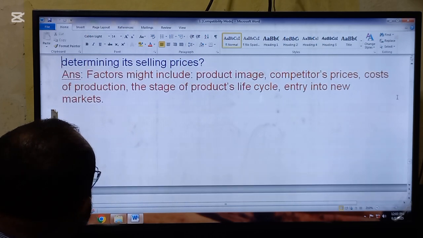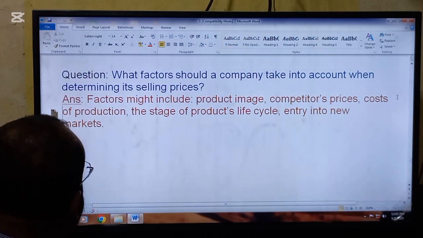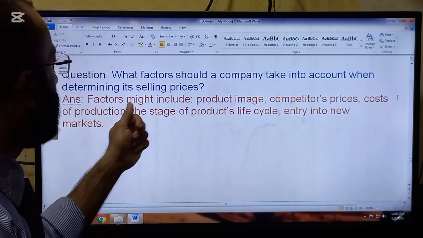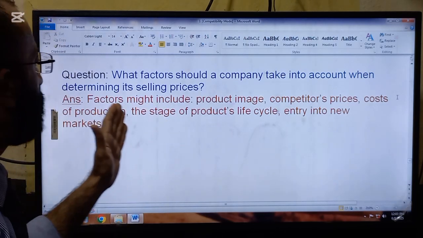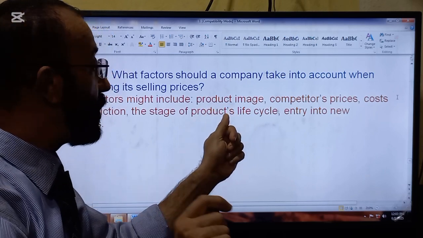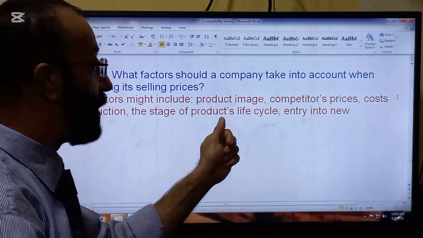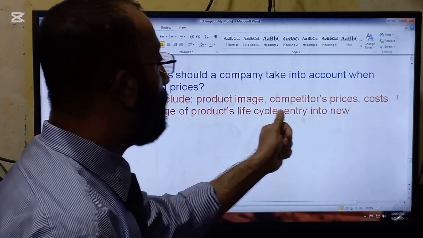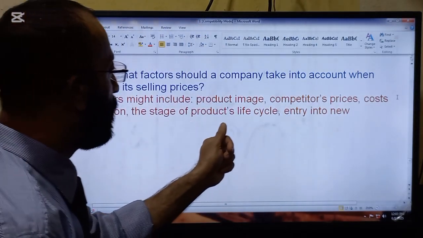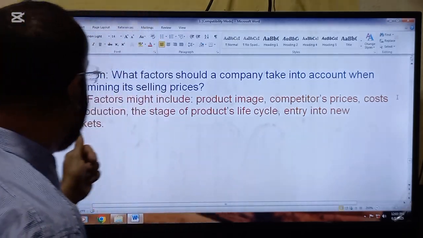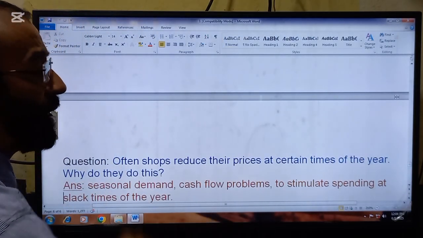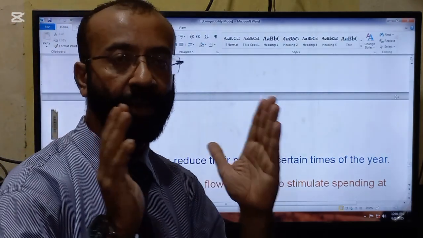The next question is, what factors should a company take into account when determining its selling price? So factors might include product image. So what your product image is, this is the first factor that will affect your pricing. Competitors' pricing, cost of production, the stage of the product's life cycle, entry into a new market. So these are the factors which affect the pricing strategy.